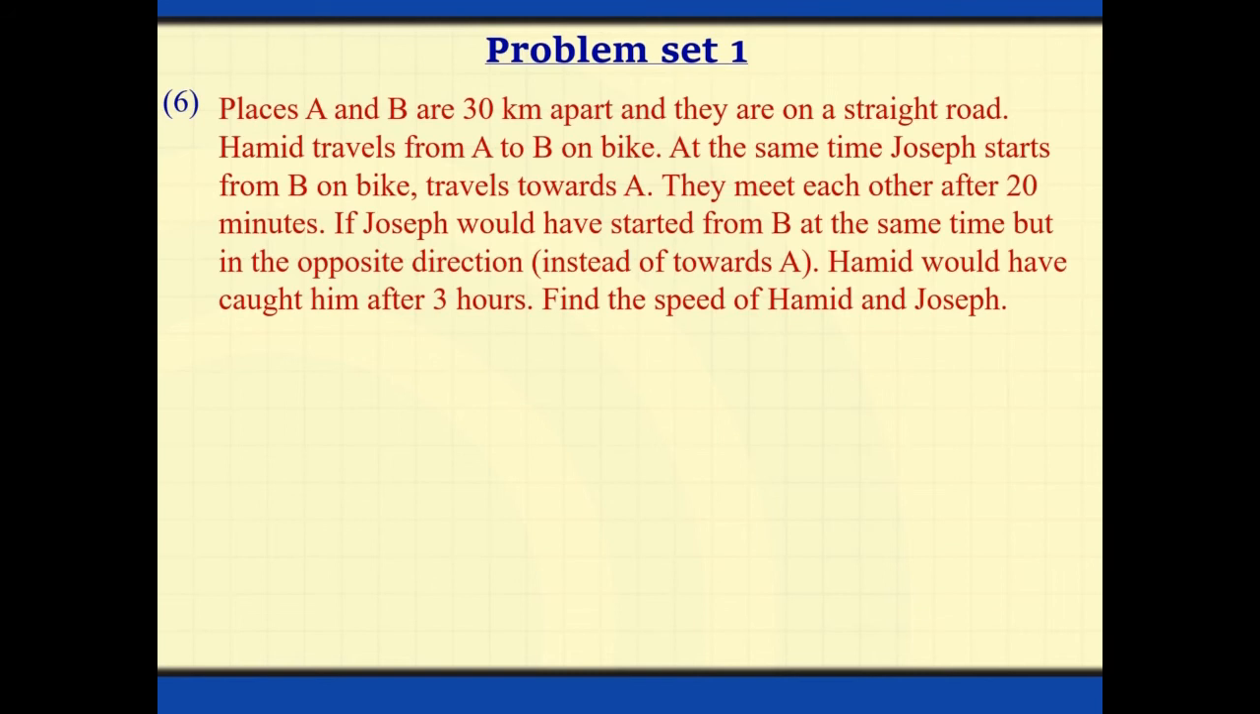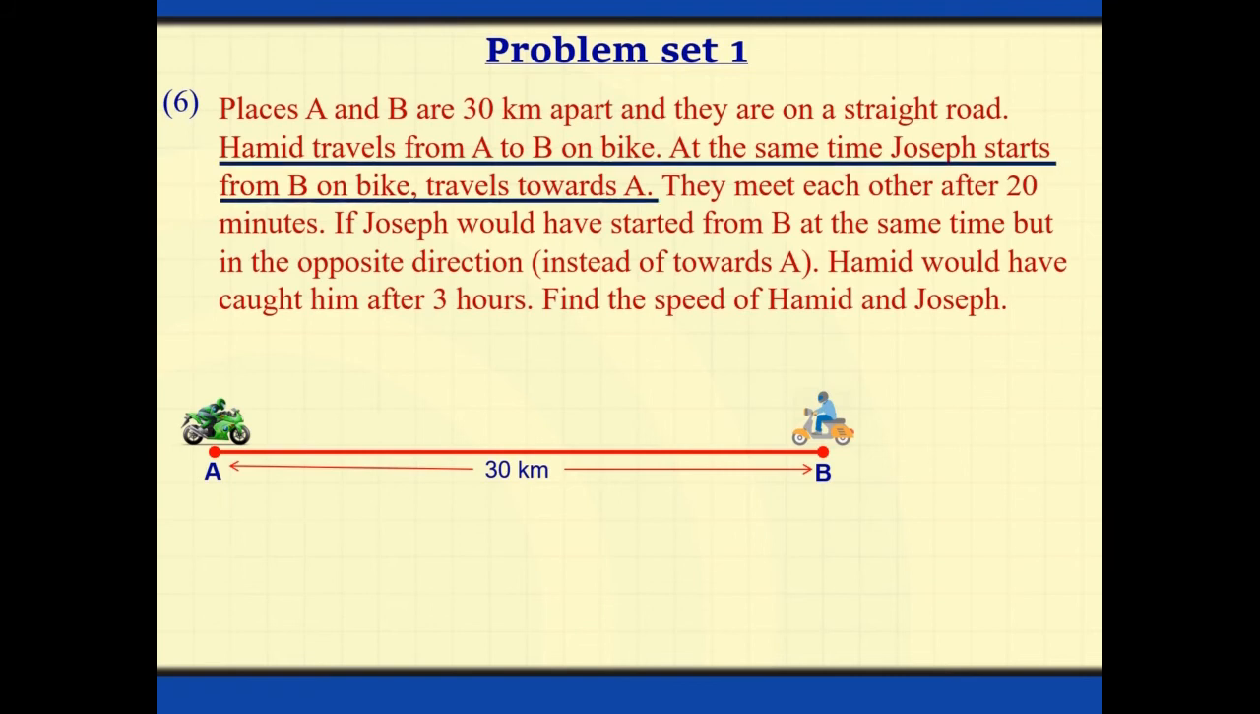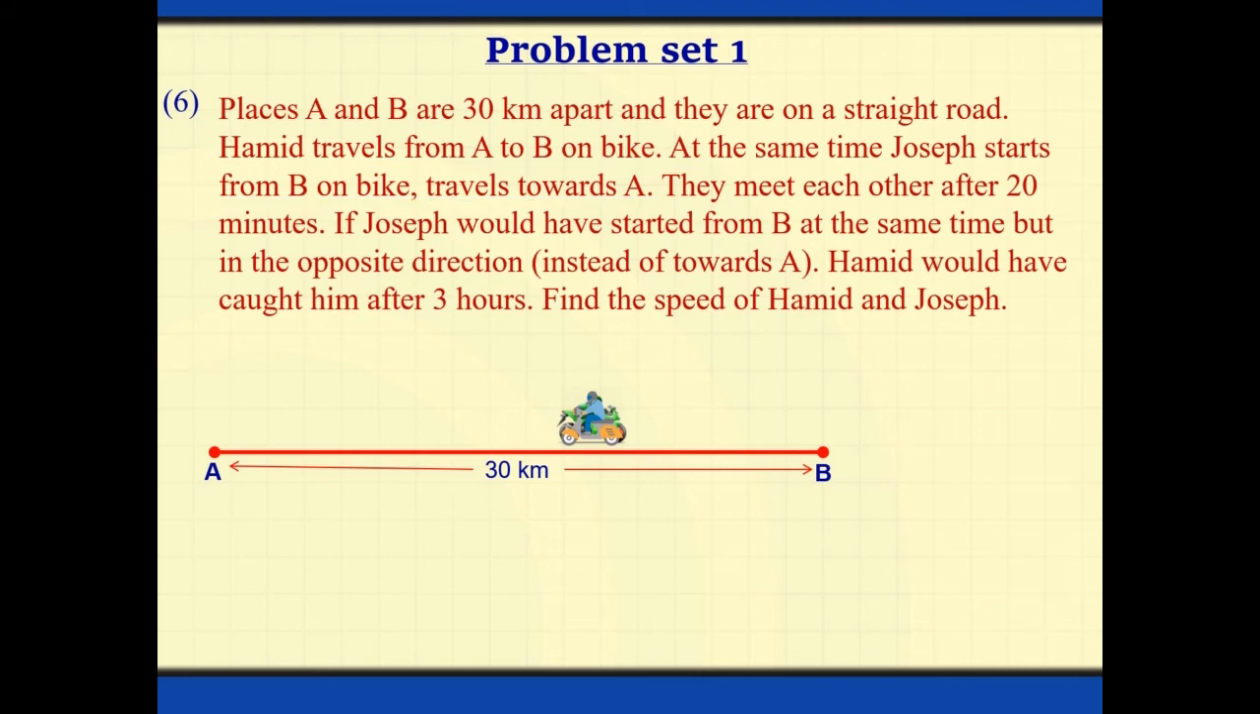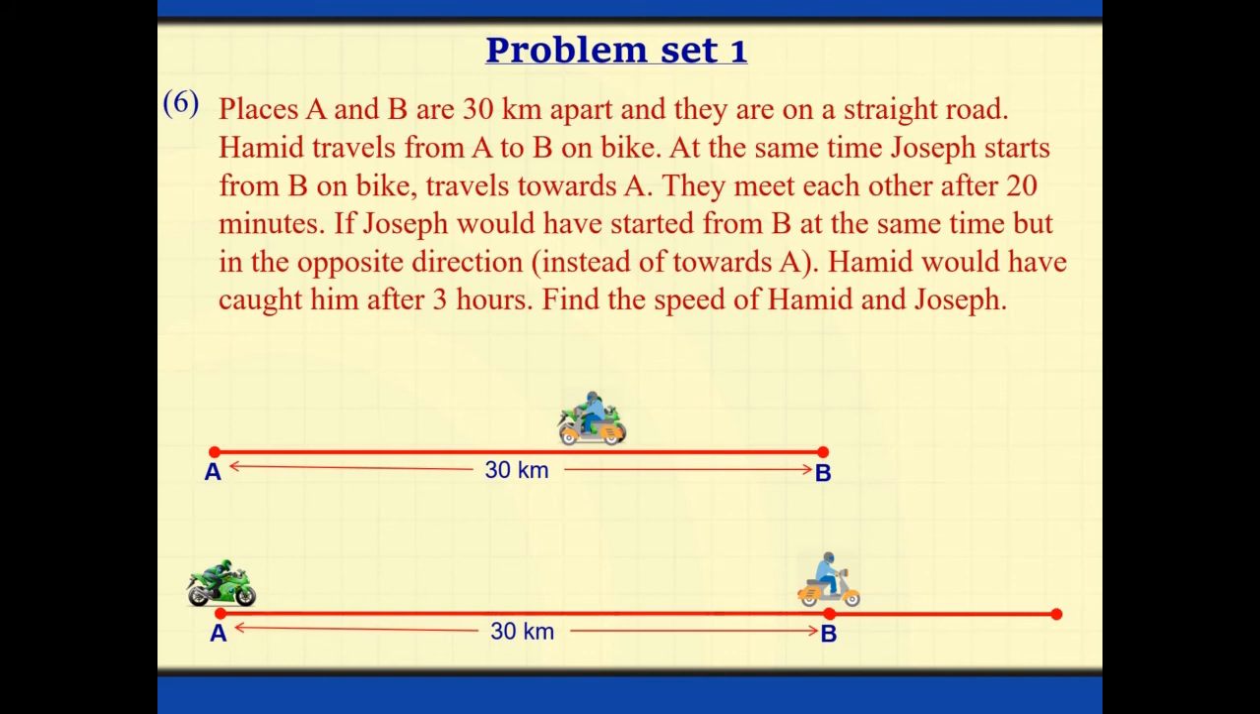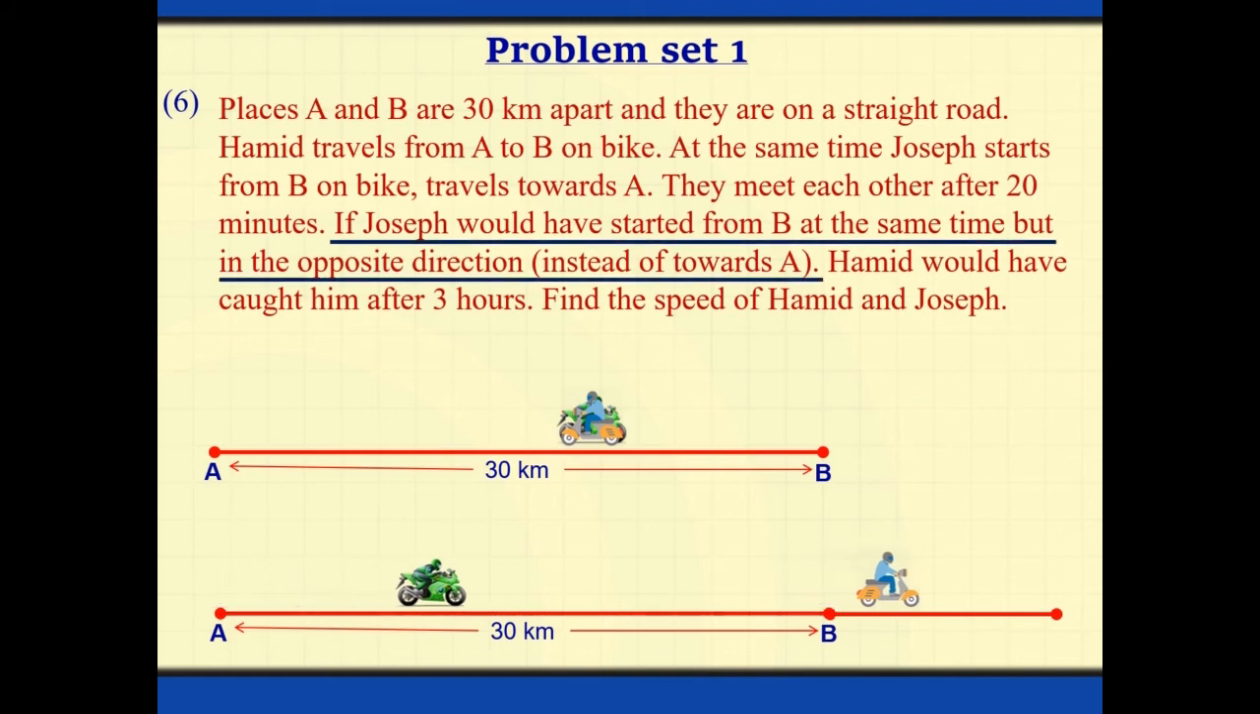Now before we go down to the solution, let us try to visualize this problem. A and B are two places which are 30 kilometers apart. Now in the first case, Hamid travels from A to B and Joseph from B to A. They meet each other after 20 minutes. In the second case, Joseph is traveling away from A in the other direction. They still meet each other after 3 hours. That is because Hamid would have caught him, his speed being higher. Find the speed of Hamid and Joseph.